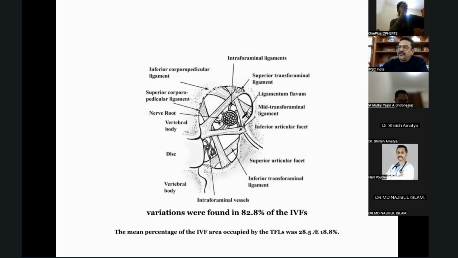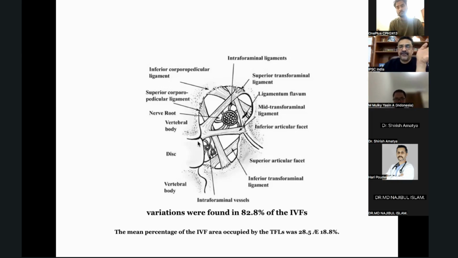But what I was telling is that for grade 1, grade 2 listhesis, we see there is hardly any compression of the nerve roots, because at times whenever we have this grade 1 listhesis, we also have some pseudo bulging of the disc. So yesterday only I did one patient.